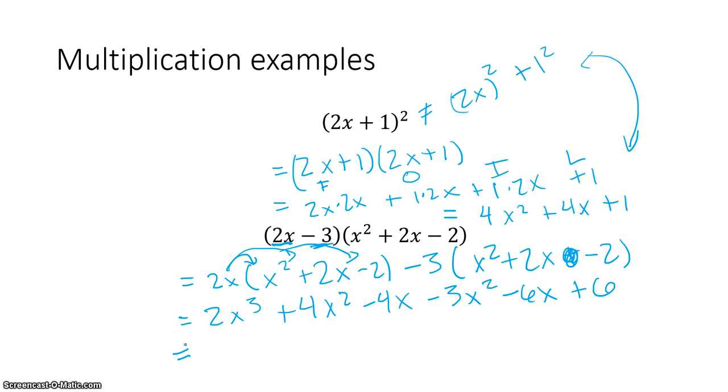Now, last little bit is combining like terms and simplifications. So, is there another x cubed term? Nope. Just rewrite that one, 2x cubed. Look for x squared terms. There's 1, 2. 4x squared minus 3x squared is plus 1x squared. Cross those out. Minus 4x minus 6x is minus 10x. And plus 6. Notice this one is in standard form already, so we are good to go.